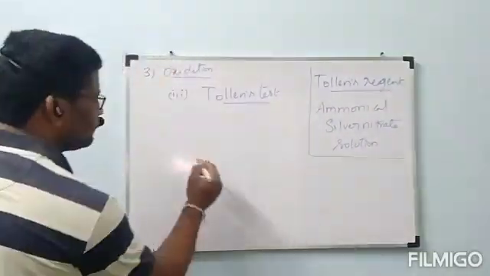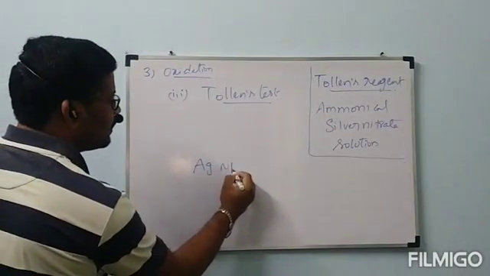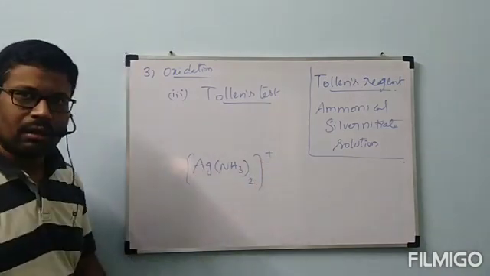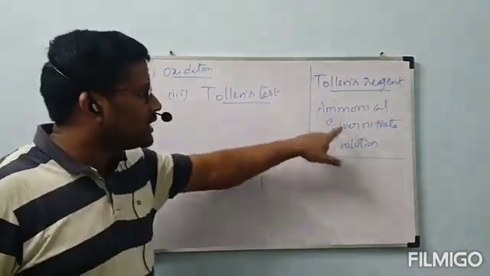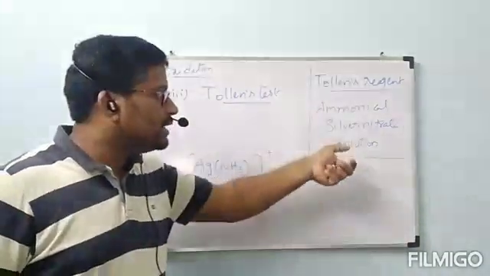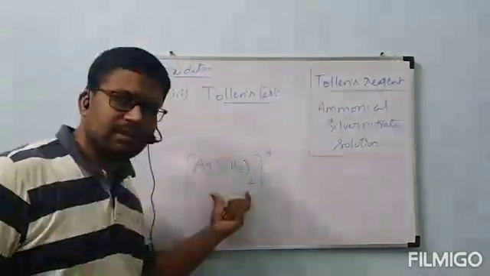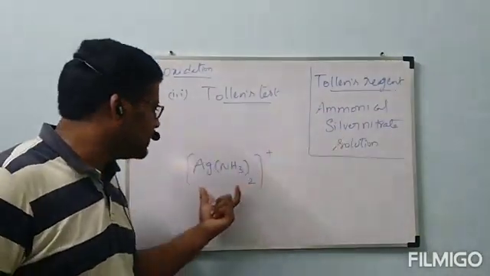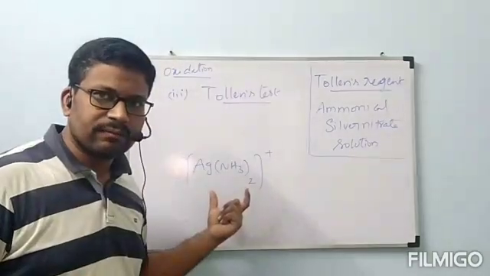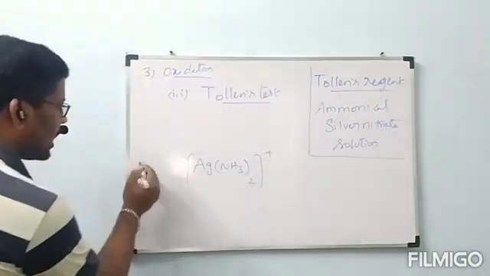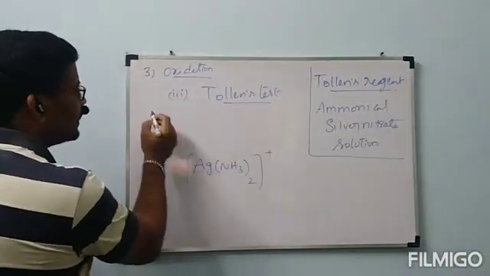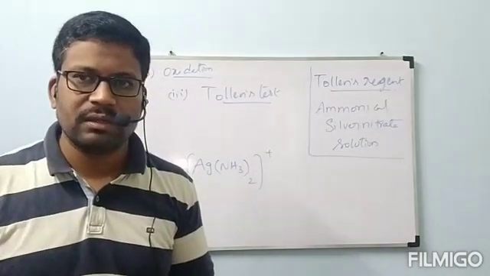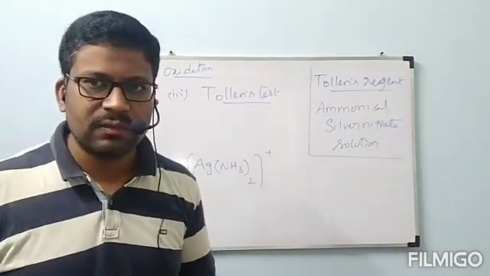Okay? Let us see. Ag(NH3)2 plus. The actual reagent is ammoniacal silver nitrate solution only, but combinedly we are going to write Tollens reagent as this complex, Ag(NH3)2 plus. Aldehydes will show this Tollens test. Next we will study Fehling's test. These two are shown by aldehydes only. Ketones, they won't show these tests. Okay?